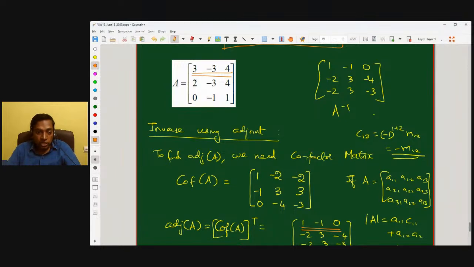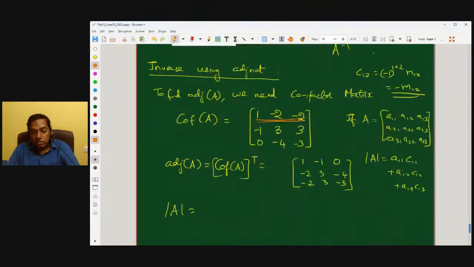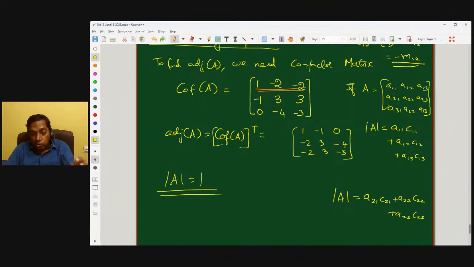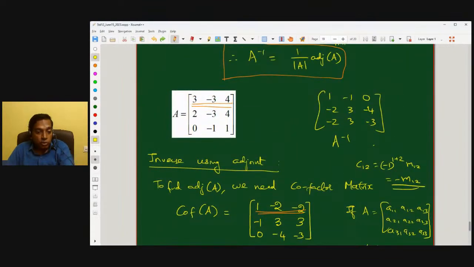Oh, sorry, I shouldn't do the transpose. I should do it with the cofactor, which is this. 3 into 1 minus 3 into minus 2 is 6 plus 3 9, minus 4 into 2 8. So you will get 1. And the beauty is you can write determinant A as A21 C21 plus A22 C22 plus A23 C23. You can write determinant A as any row times its corresponding entries in the cofactor.